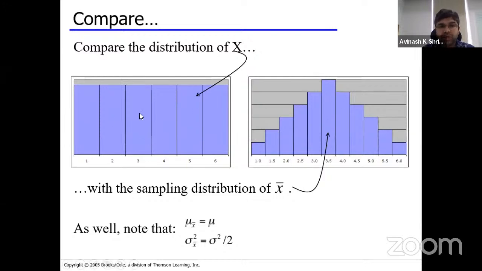This is for a single toss. This is for two tosses. If we keep increasing the number of times of the experiment, the graph will take the shape of a normal distribution. For this normal distribution, the mean value remains the same, but the variance changes to sigma square upon 2 for 2, sigma square upon 3 for 3, and for n, it is sigma square upon n. So if the variance is sigma square upon n, the standard deviation is sigma upon root n.